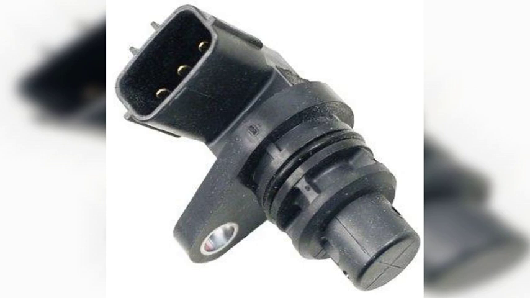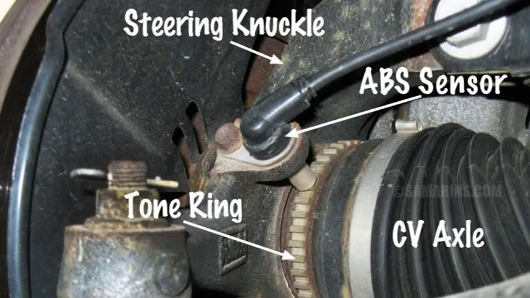The P0720 code is often associated with other codes, such as P0500, vehicle speed sensor malfunction, and P0722, vehicle speed sensor intermittent. If you see any of these codes along with P0720, it's important to diagnose and repair them as well.